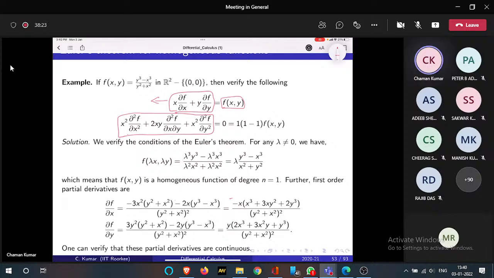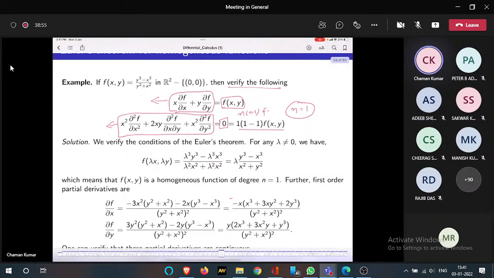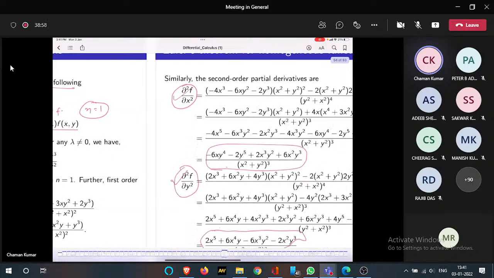And similarly, you can check that when you substitute the second order partial derivatives on the left hand side, this will come out to be 0, which is equal to n minus 1 into f. In our case, for this example, the value of n is 1. Okay, so this is equal to 0. Okay, so this is just basic elementary calculations that we have to apply. So this is how you can verify Euler's theorem for a homogeneous function.